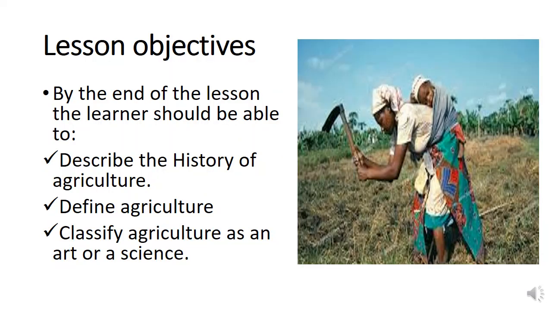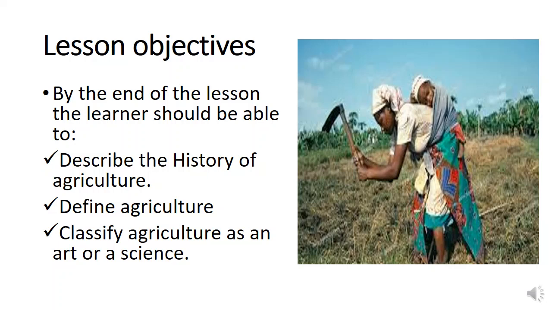Lesson objectives. By the end of the lesson, you should be able to describe the history of agriculture. Here simply, you should be able to explain where the term agriculture came from. How did the term agriculture come about? Then, after understanding where it came from or how it came about, you define agriculture, and you explain what the term agriculture means.